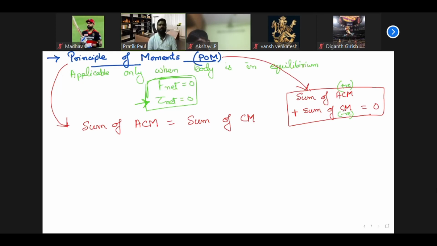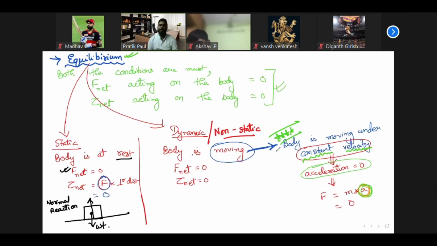What is the moment? Torque. Be it clockwise, be it anti-clockwise, it doesn't matter to me. If it is an equilibrium, my net torque has to be equal to 0 as per the given condition, right? So it has to be equal to 0.